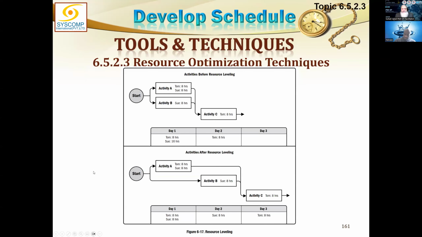Look at this diagram. The upper diagram is an example of resource leveling. Tom and Sue are required to do activity A for 8 hours. Simultaneously, Sue is also required on activity B, which is also 8 hours long. And this is one activity for which only Sue is required. This is a specialized resource. Only she can do A and B.